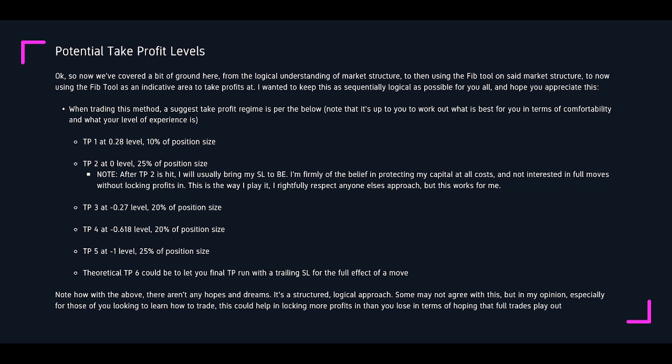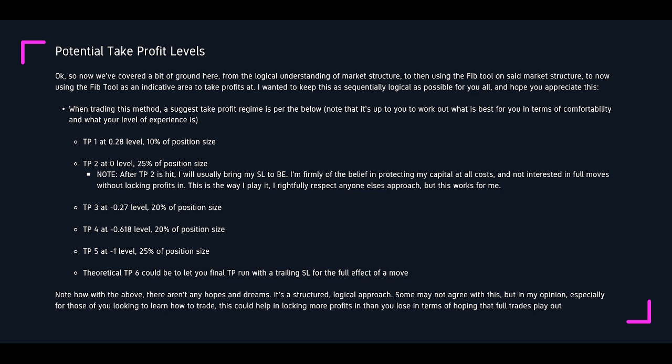Right, so take profit 3 could be at the -0.27 level, maybe 20% of position size. And then the same for take profit 4 at the -0.618, again 20%. And then you have two options here at the end. Take profit 5 at the -1 level, 25% of position size, or you can have a theoretical take profit 6, which you could let run from your final take profit with a trailing stop loss for the full effective move, or you could simply let it run and manage it manually. Every time you have another fib extension run up, which you can add and include into your fib setup if you are bold enough and savvy enough to do that, you can just trail it for the full effect of a move.